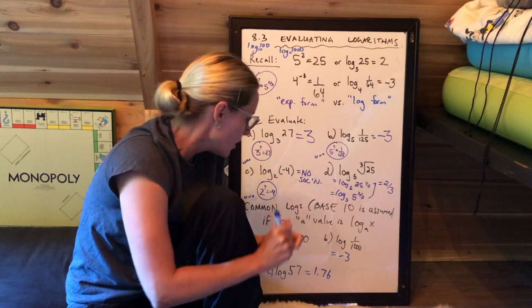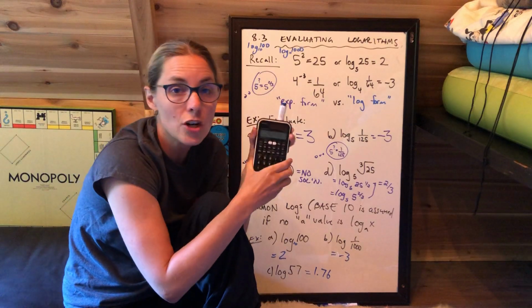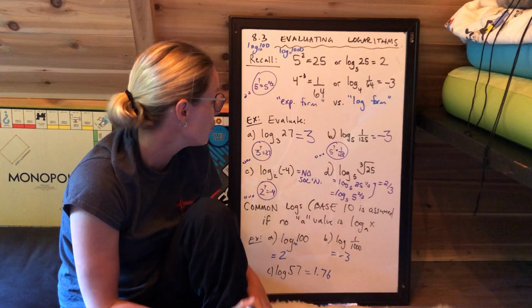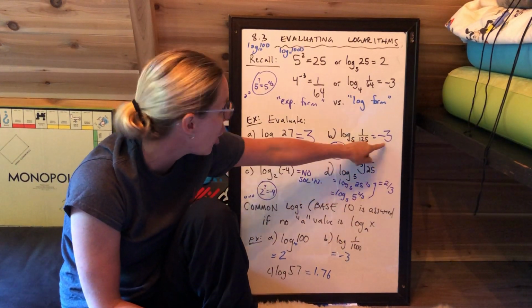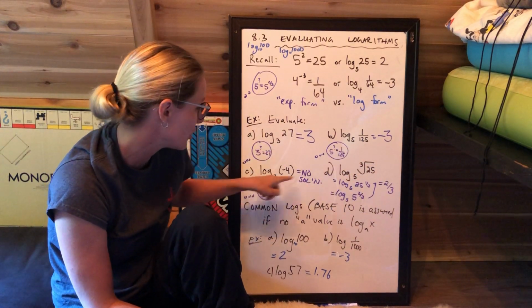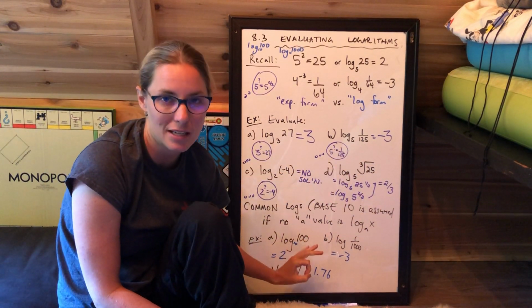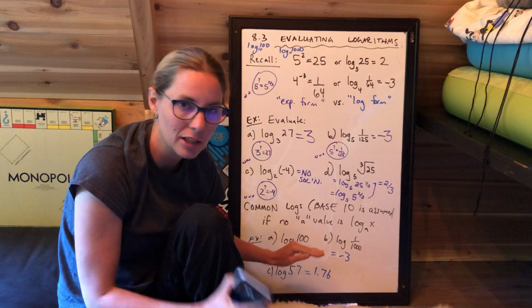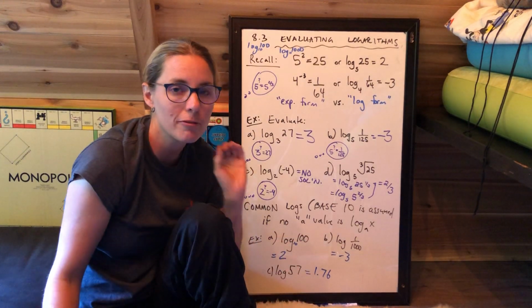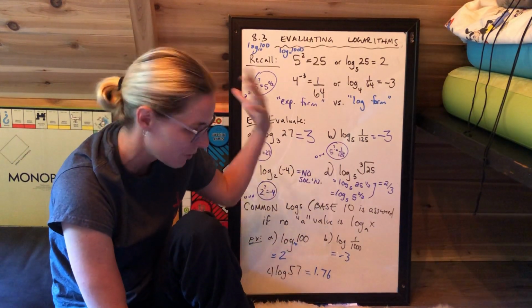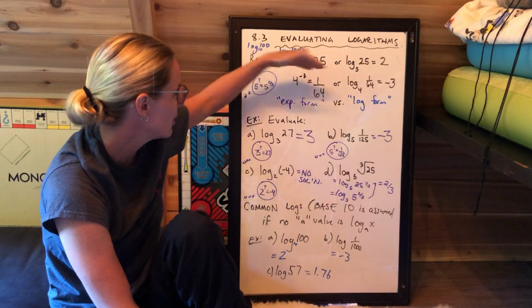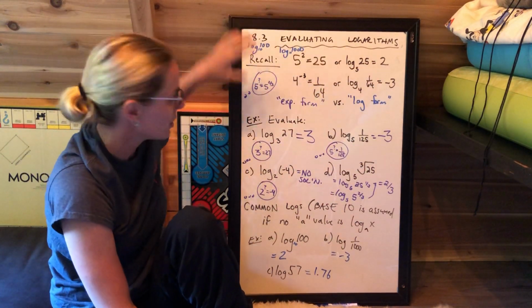Okay, so your calculator is your friend only for base 10. If you are being asked to evaluate these, you will not get the right answer if you try to put any of these in your calculator. It has to be base 10. That's the only time the calculator will work. Okay, so be very careful with that. Otherwise, you're going to have to use the old-fashioned methods of thinking from logarithms back to exponents to try to evaluate some of these.